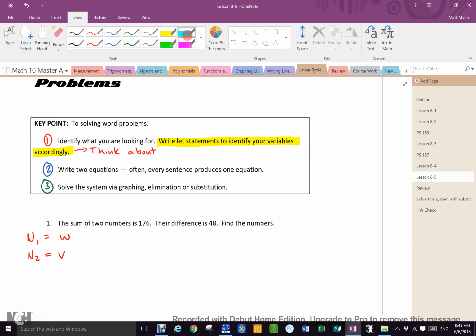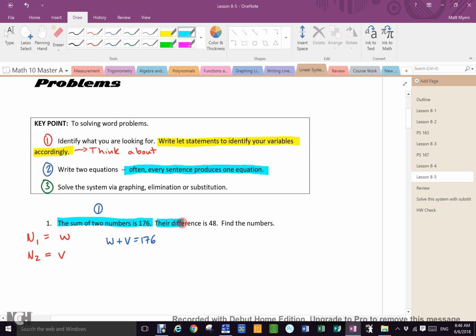This is a hint. Often, every sentence produces an equation. So, is this a sentence? Yep. So that must produce 1 equation. What equation does that give us? No, I need an equation. That gives me W plus V equals 176. Everyone agree? The sum of the numbers is 176. Cool in the gang? All right.